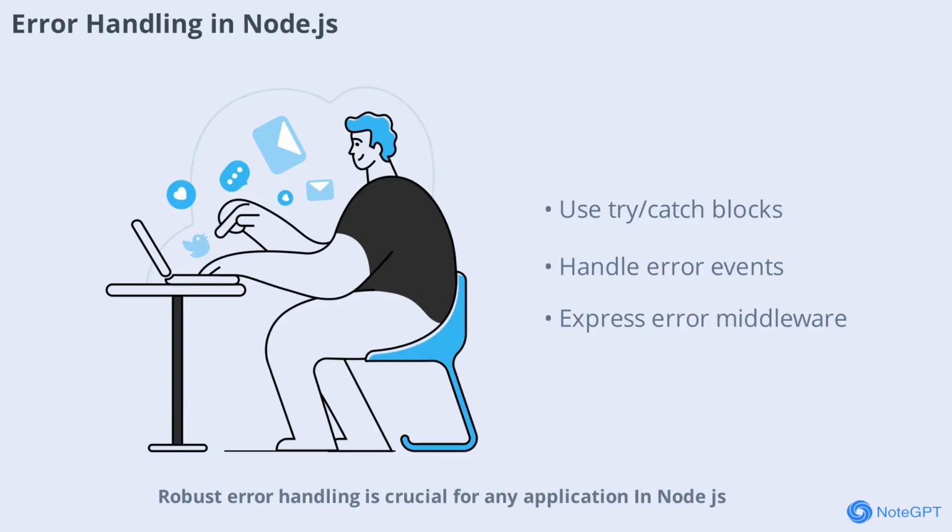Robust error handling is crucial for any application. In Node.js, you can handle errors using try-catch blocks, error events, or middleware in Express.